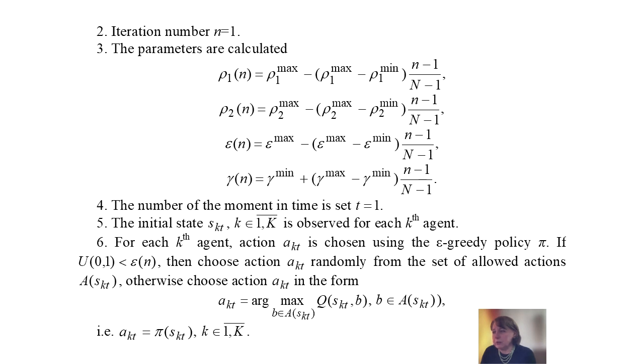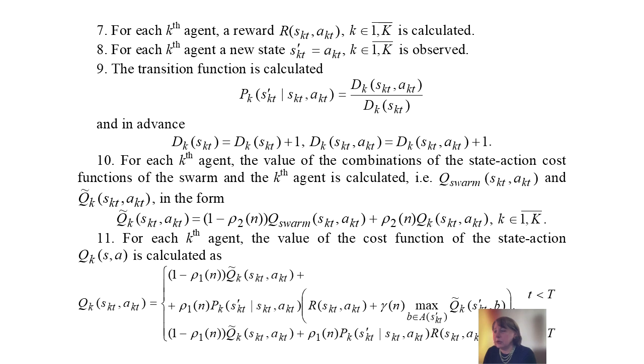Fourth step, the moment in time is set, t equals 1. Fifth step, the initial state s_kt is observed for each agent. Sixth step, for each agent an action a is chosen using the epsilon-greedy policy. Seventh step, for each agent a reward r is calculated. Eighth step, for each agent a new state is observed.